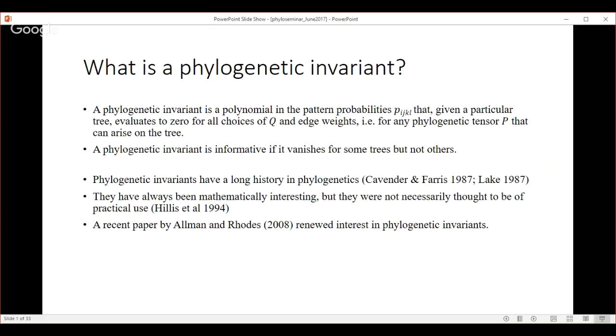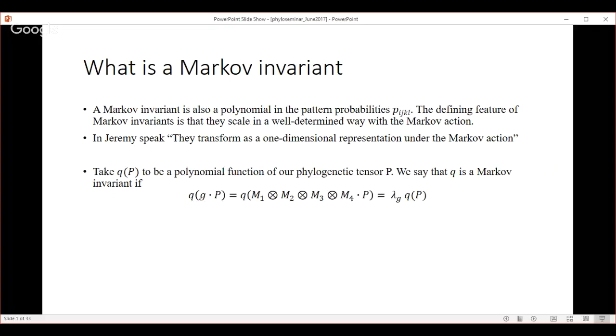If we go back 9 years, there's a really nice paper by Elizabeth Allman and John Rhodes that I think kicked off a bit of a revival in people thinking about phylogenetic invariants and their uses, and in particular showed that they could be very useful for sorting out questions of identifiability and things like that. Phylogenetic invariants are probably quite familiar to people.